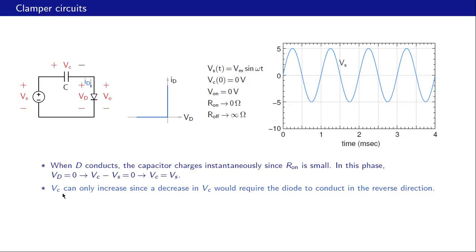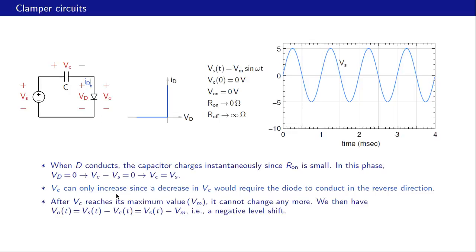Second point, Vc can only increase, since a decrease in Vc would require the diode to conduct in the reverse direction. This point again is the same as our previous circuit, except the polarity of the capacitor voltage and the polarity of the diode are now reversed. So this second point means that Vc can go on increasing up to a maximum and then stay constant, and that is what this is.